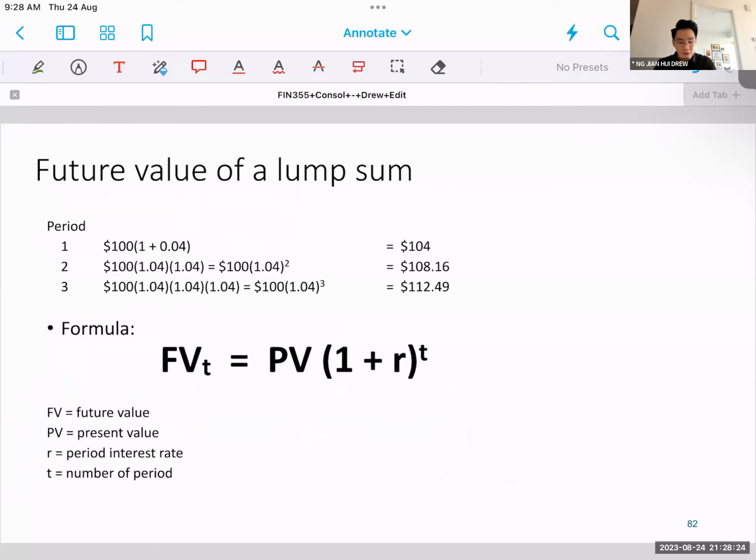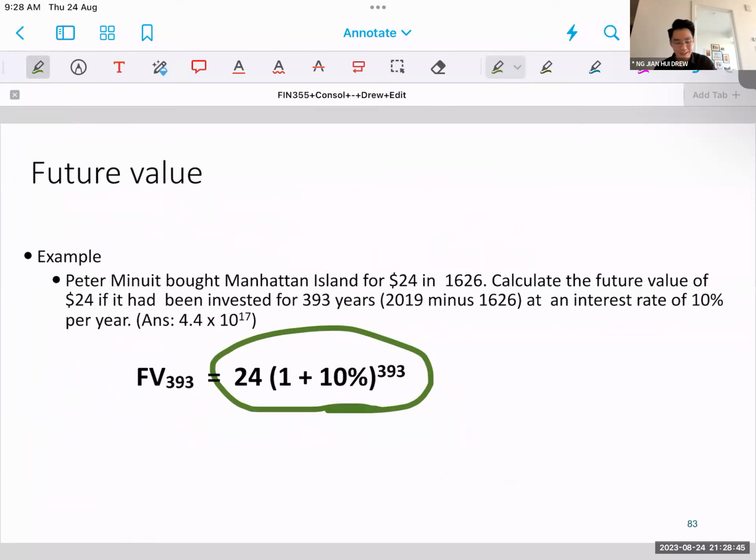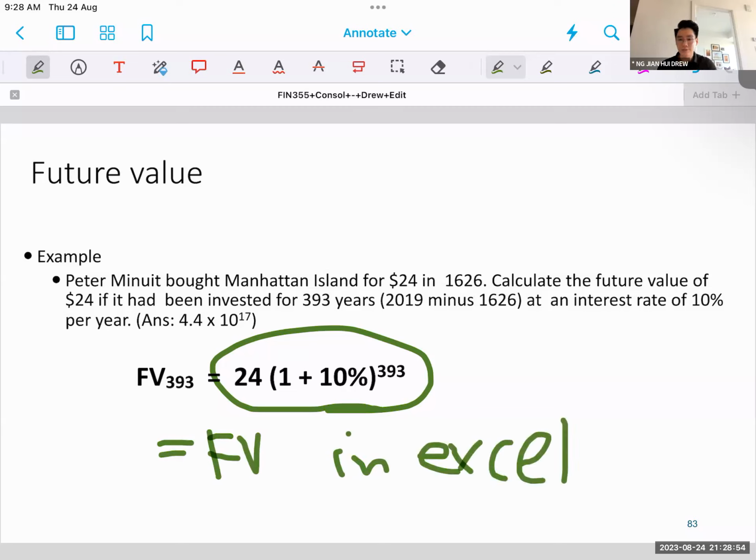So for future value, you have $100 here. What's the future value after 1 year? After 2 years? After 3 years? It's just compounding that value over a number of years. You can use this formula, but you never use this formula, you just use the FV function in Excel. I'm not going to show you how to use it. I presume that you already know how to use the FV function. Does anyone need me to show you how to use it in Excel? Future value.